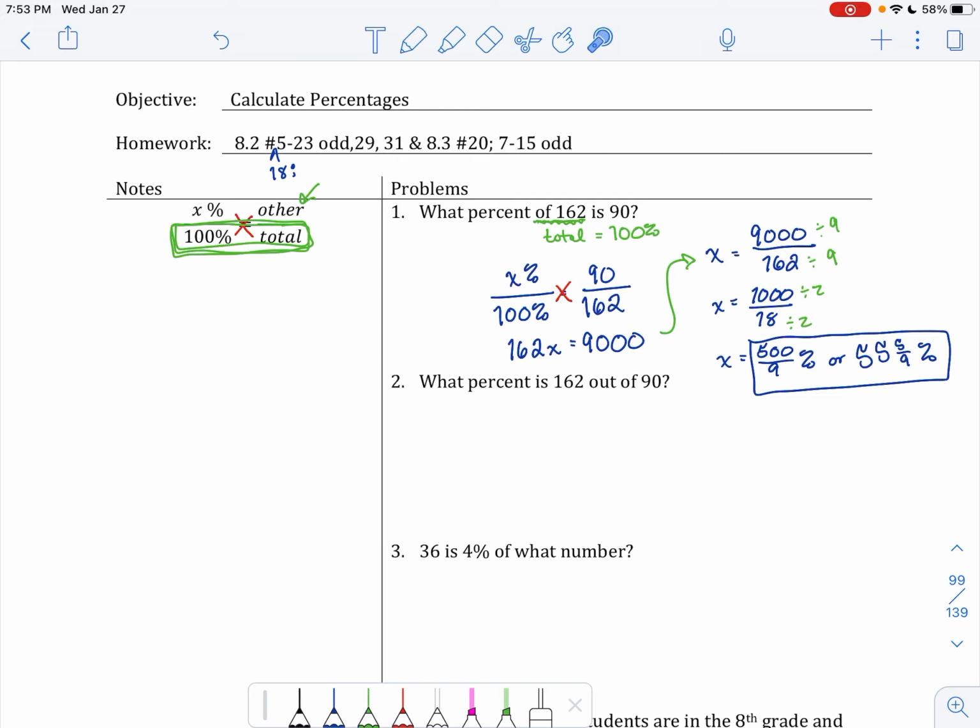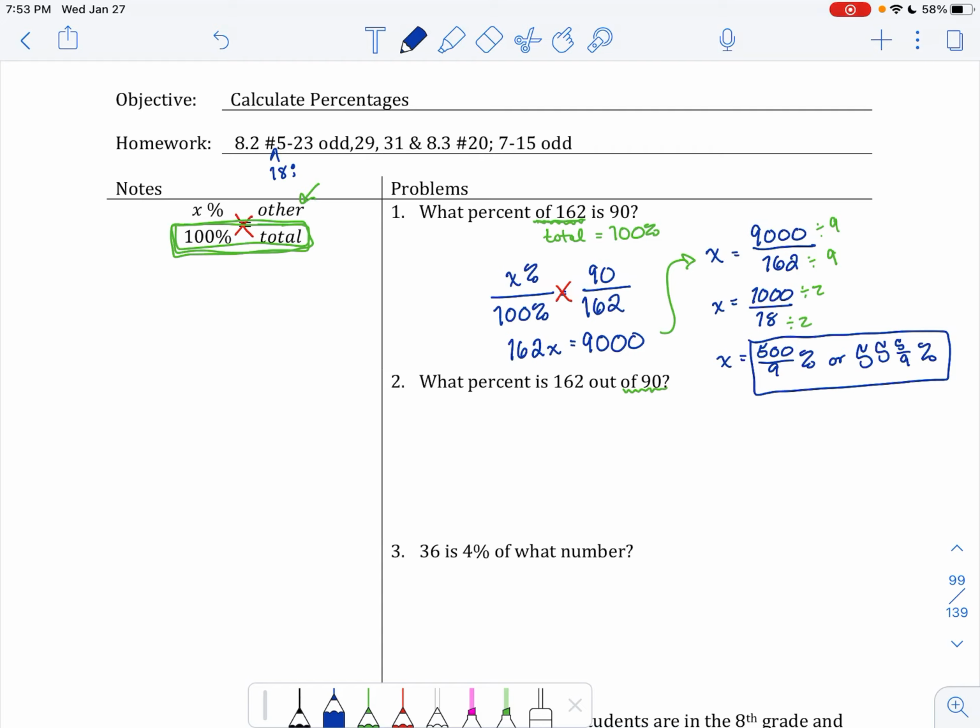Now, this is why it's important to pay attention to the reading of these numbers. And so in this case, in number 2, it says what percent is 162 out of 90? So in this case, 90 is the total. Some of you will always assume the largest number is the total. That's not always going to be the case. Things can have more than 100%. So for example, if I think about the height of a child, if the child is 4 feet tall one year and they are 4.5 feet tall the next year, they are more than 100% their original height.